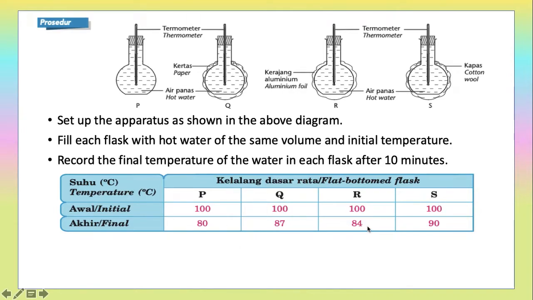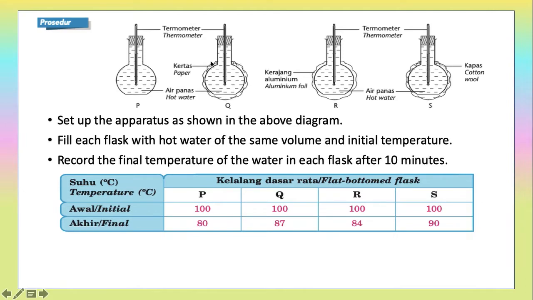This is because flask S is covered with cotton wool, which is a good insulator that prevents the heat from flowing out. The second best insulator in this activity is paper. This is because the temperature of the hot water after 10 minutes records the second highest in flask Q.